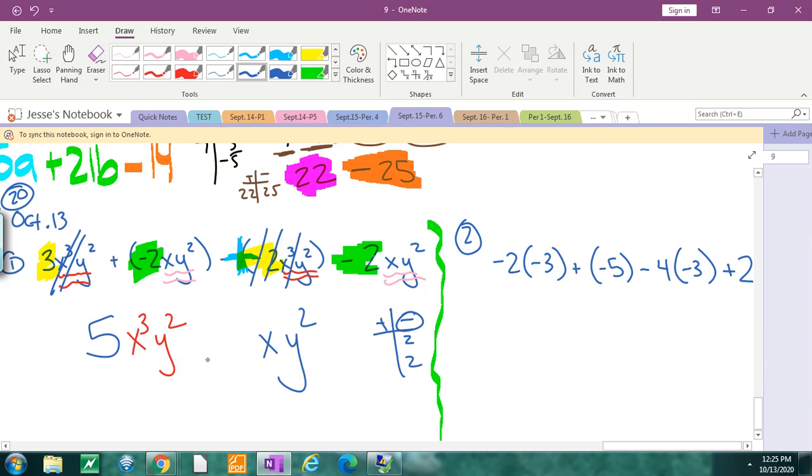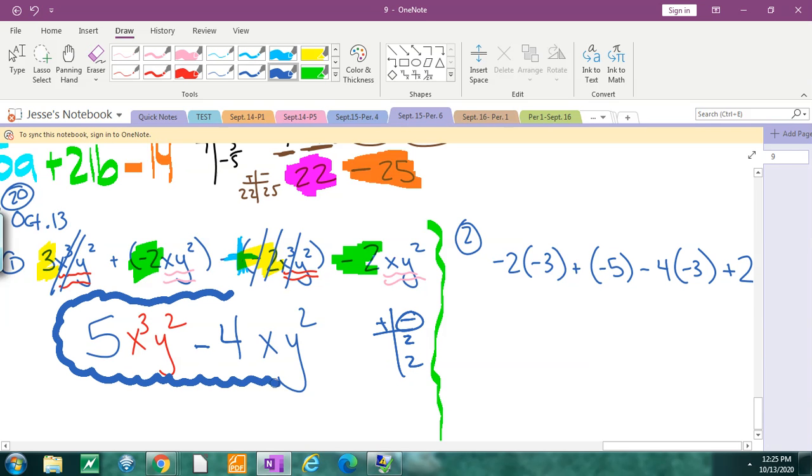I get a negative what? -4. Okay, and that's it. You're done. Okay, so for the most part, just go ahead and leave it alone. So that should be your answer. 5x cubed y squared minus 4xy squared. Okay? But mister, there's an x squared and an x. Yeah, but it's together. It's xy squared, so it has to be the same.